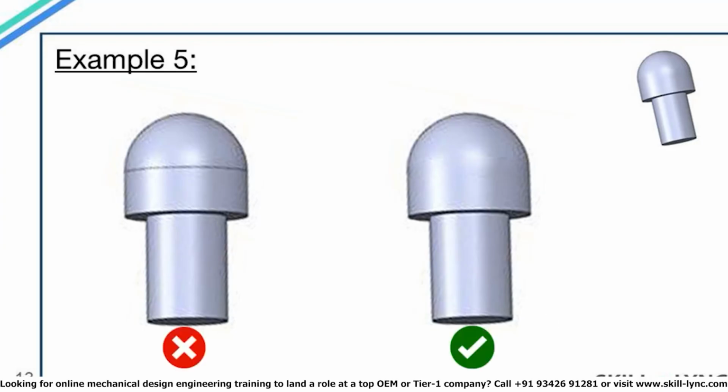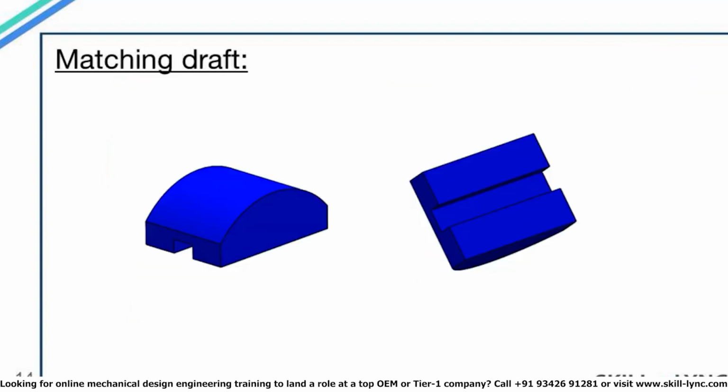So in this case, the parting surface on the right side will be preferred just because there won't be a visible parting line in the final model. The selection of the parting surface between these two cases is made purely on an aesthetic basis. Now I would like to explain the concept of matching draft.